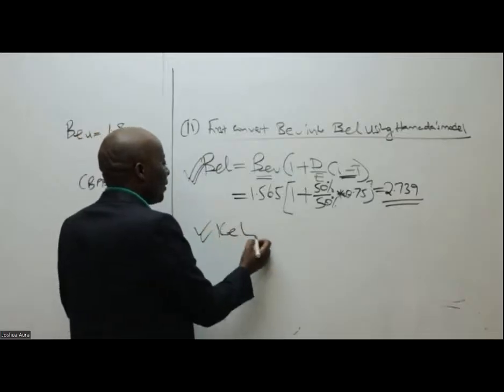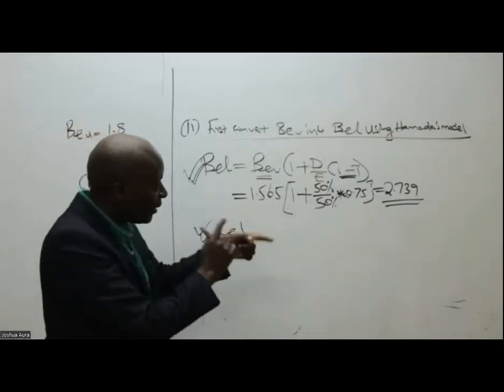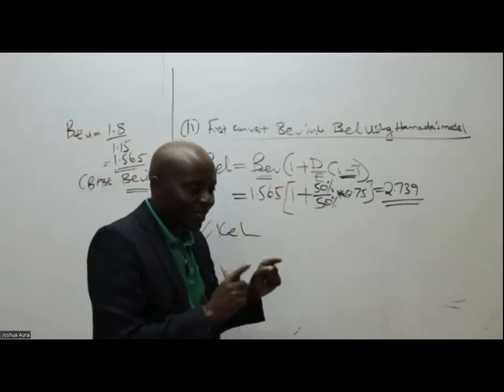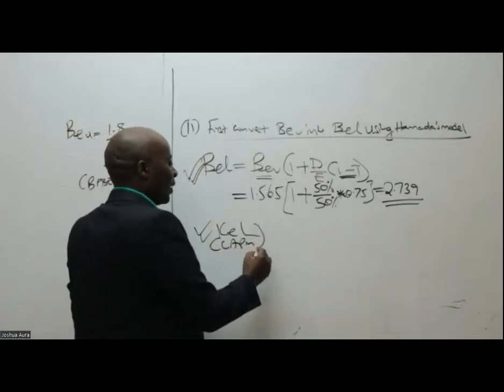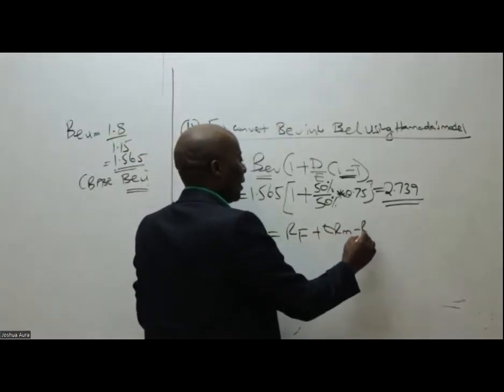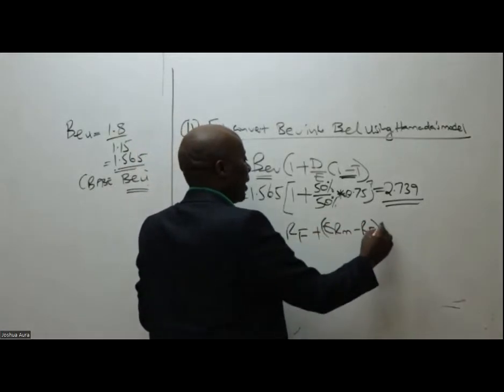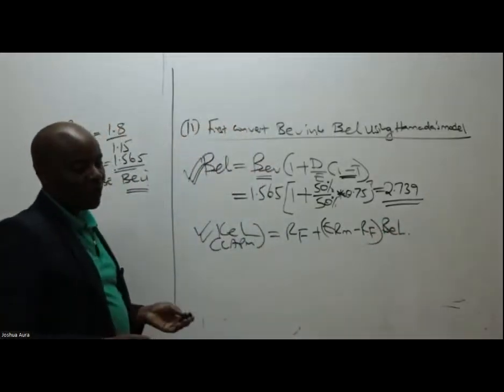The cost of equity this time around will be the cost of equity of a levered firm, because now the firm has 50% debt. So it's the cost of equity using CAPM, which equals the risk-free rate plus (expected return of the market minus risk-free rate) multiplied by the beta equity of a levered organization. This now is levered.